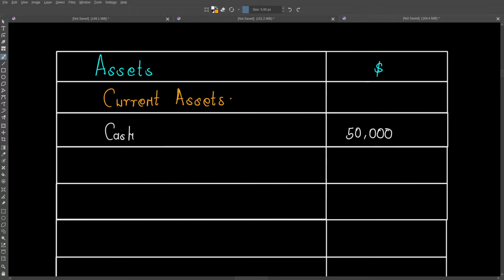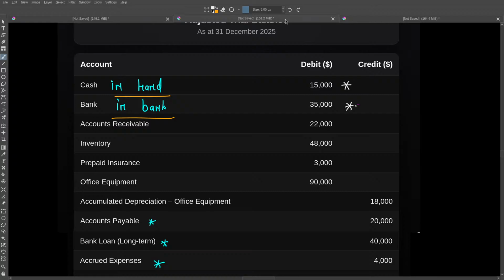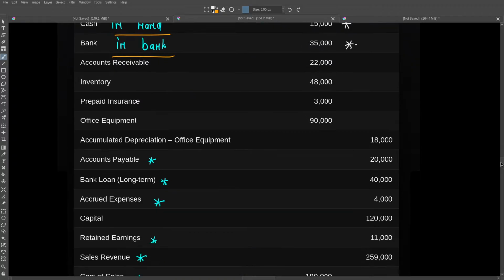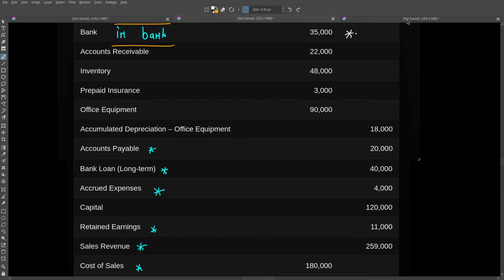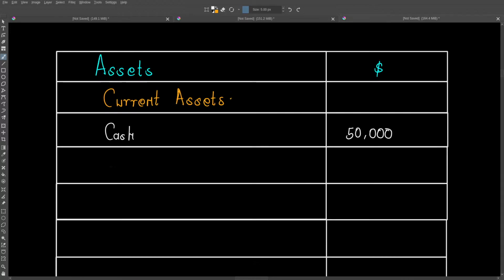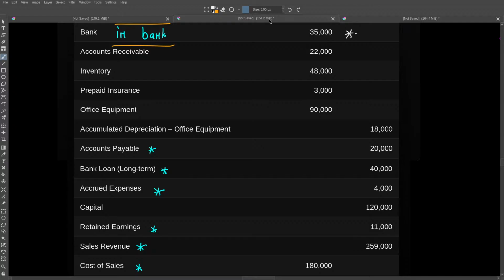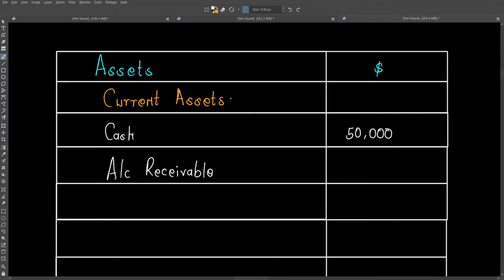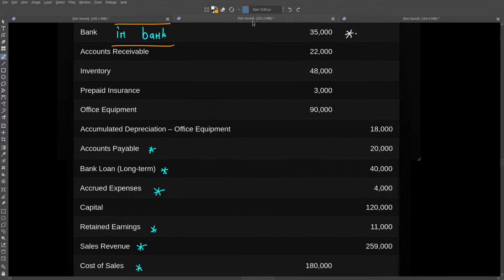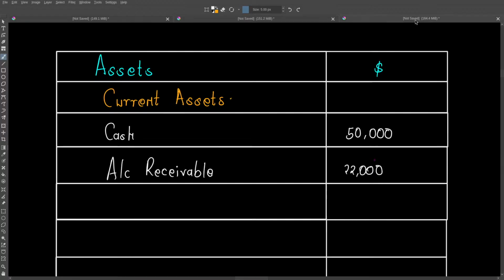Okay, so let us proceed. Here we have cash, it's 50,000. Then we have the account receivable. Account receivable is also a current asset. Here we have 22,000. Then we have inventory. Inventory as well is a current asset because this is something that you're going to utilize within a period of 12 months. So inventory here we have 48,000.